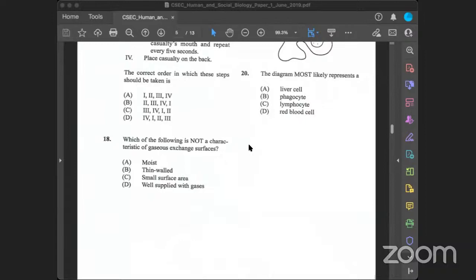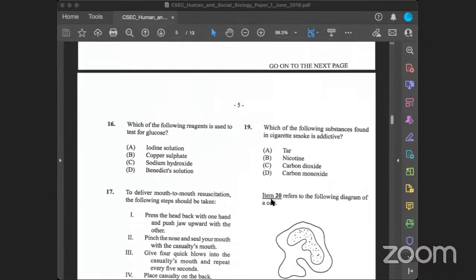Anybody wants to read that one? The following is not a characteristic of gaseous exchange surfaces. Small surface area. The answer is C, a large surface area, not a small one. Question 19.